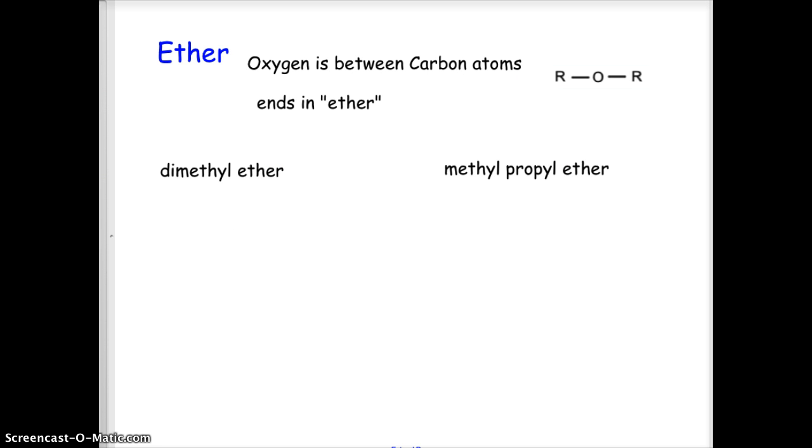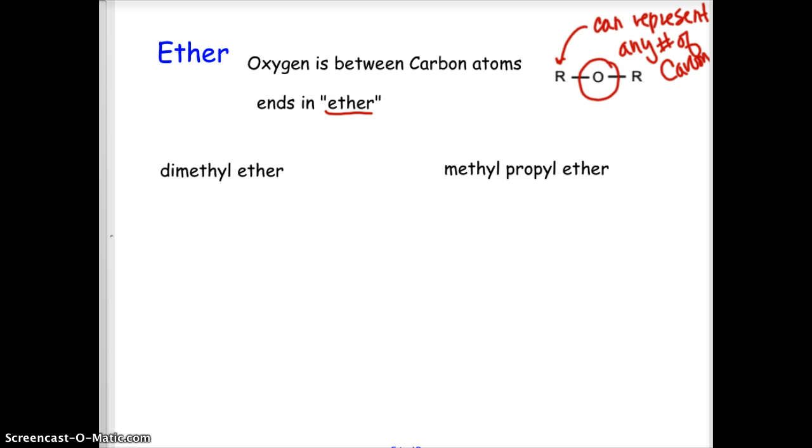Let's look at another organic group or classification, and they're called ethers. An ether has an oxygen, and that oxygen is between carbon atoms. You're going to know it's an ether because it ends in the word ether. And right here I have the picture of what the general formula of an ether looks like. And what I forgot to mention in the earlier slide as well is that this R can represent any number of carbon atoms.